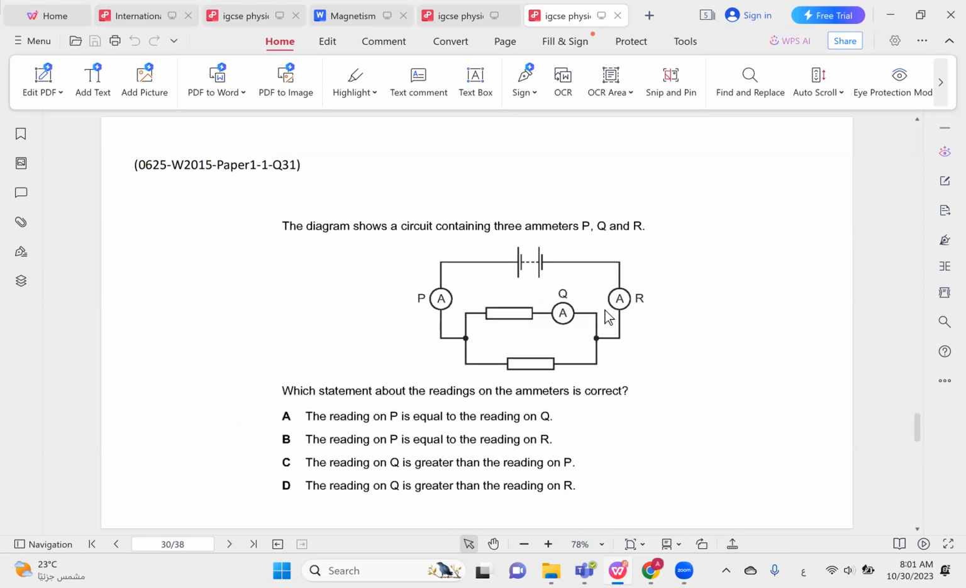The diagram shows a circuit containing 3 ammeters, P, Q, and R. Which statement about the readings on the ammeters is correct? So you should know here that P is the main current. So this guy is the main current, and this guy as well is the main current. So this is I and this is I. Then it splits into I1 and I2.